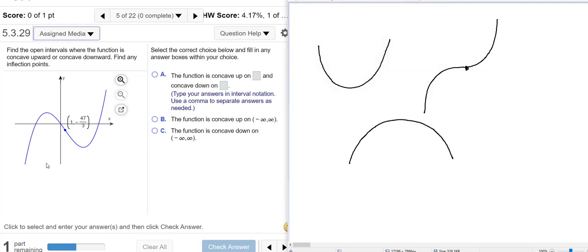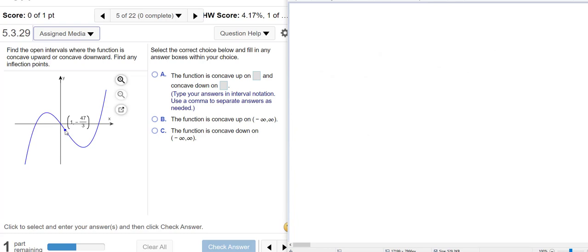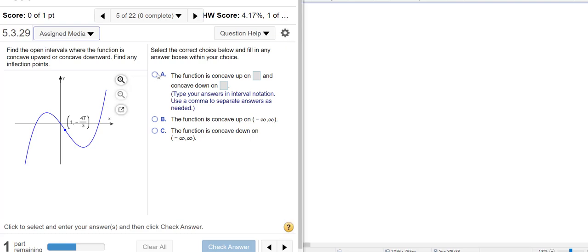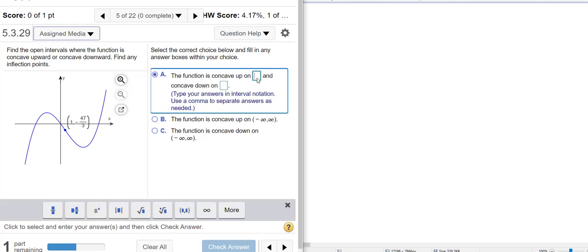So for our graph here, you can see it is concave down until, and they're indicating to you that this is the point where it changes, where x is 1 and y is negative 47 over 3. So it is concave up from 1 to infinity. Remember, when we do intervals of concavity or increasing and decreasing, we only use x values. So it's concave down on negative infinity until it gets to 1. And they're going to be open intervals also.